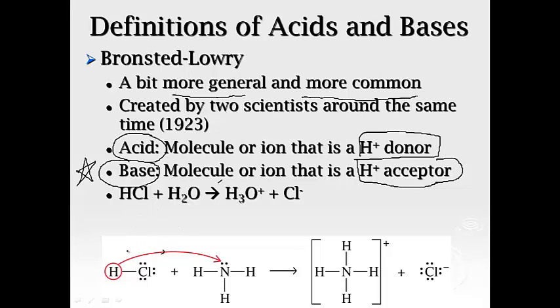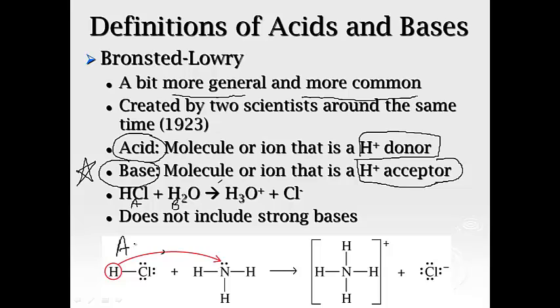For example, if we look down here, hydrochloric acid plus water. This is the acid. Water is your base. That is what it's going to act as. So same thing down here. Hydrochloric acid is what is donating the hydrogen ion to the nitrogen, or the ammonia rather. This is going to be our base. So the chemistry here is going to create the ammonium ion and the chloride ion. A little bit different than what we've seen. The limitation of Bronsted-Lowry is that it does not include strong bases because it does not have the hydroxide.